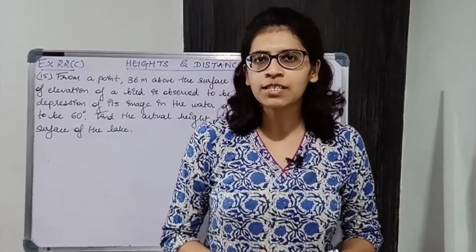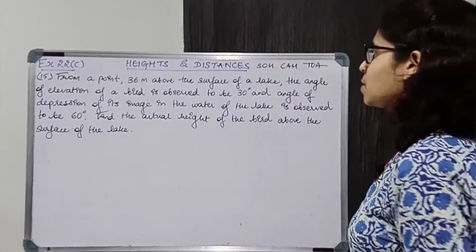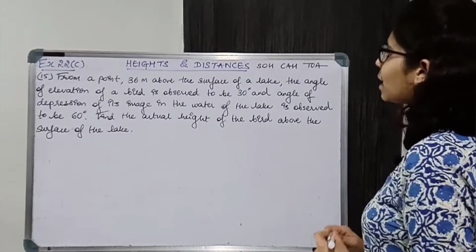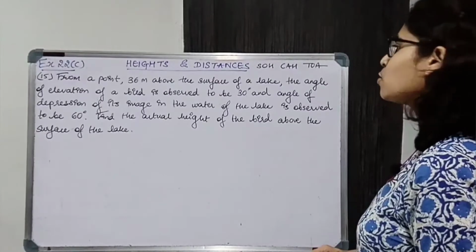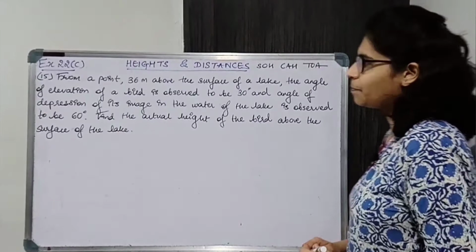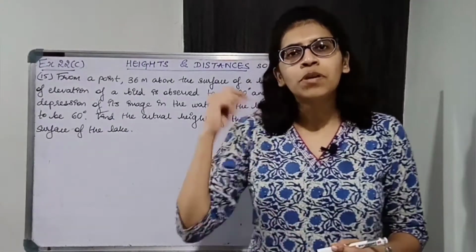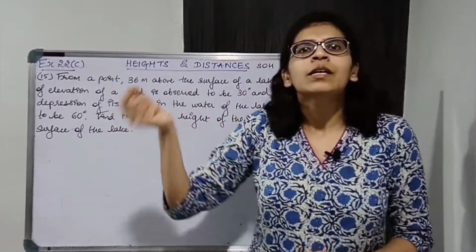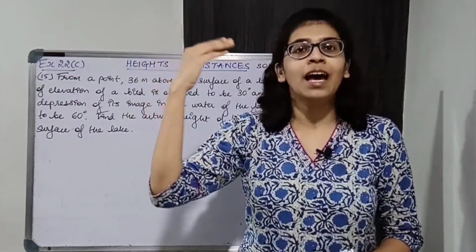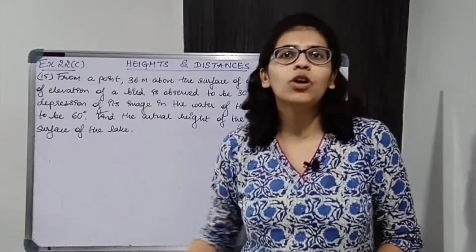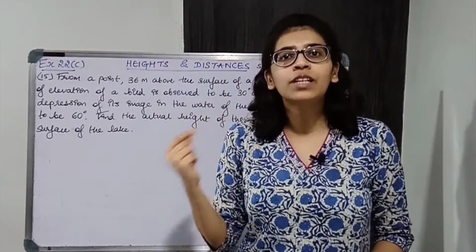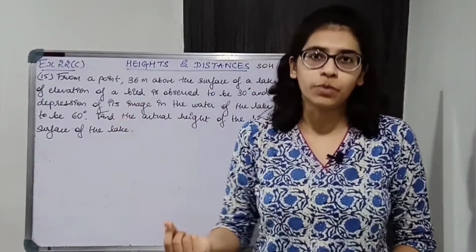Let us read the question once again. From a point 36 meter above the surface of a lake, the angle of elevation of a bird is observed to be 30 degrees. An angle of depression of its image in the water of the lake is observed to be 60 degrees. Find the actual height of the bird above the surface of the lake. Now, there is a bird and you are observing the bird and its image. So the bird is flying in the sky, and its image is formed inside the water, that is inside the lake. So over here, the surface of the lake is acting like a mirror.